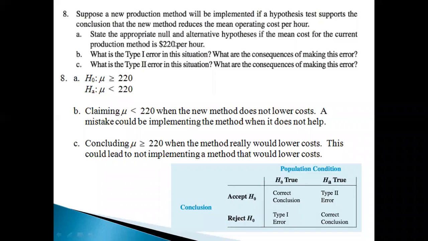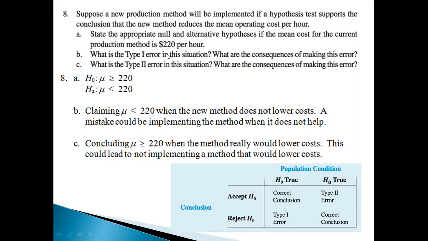So here the key is the $220 per hour. Okay, so what we want to do is reduce the mean operating cost from that. So we want our alternative hypothesis to be less than that value. So that's what we're going to set as the alternative. And then the null is going to be greater than or equal to the 220.